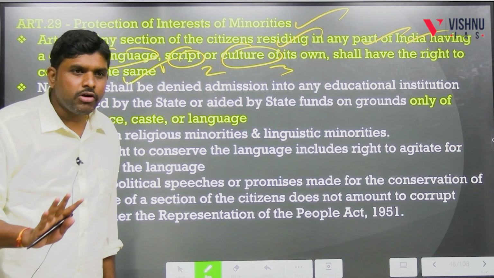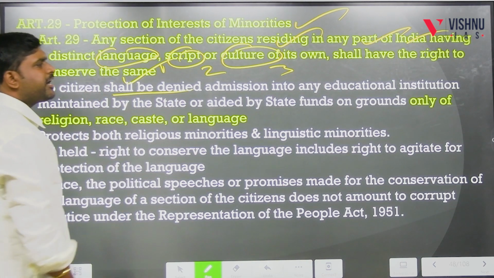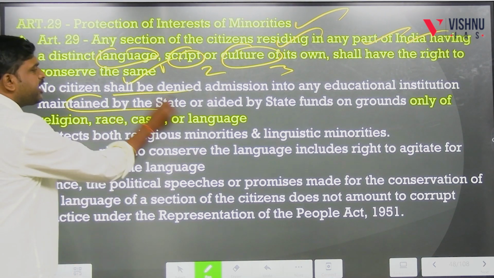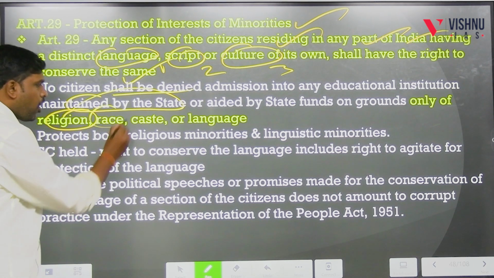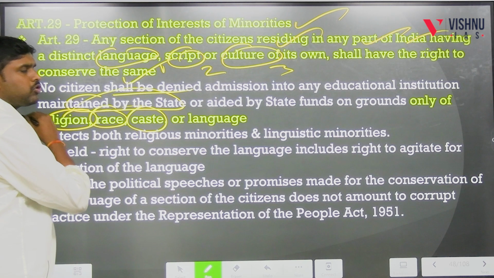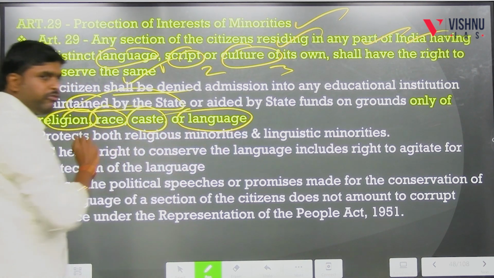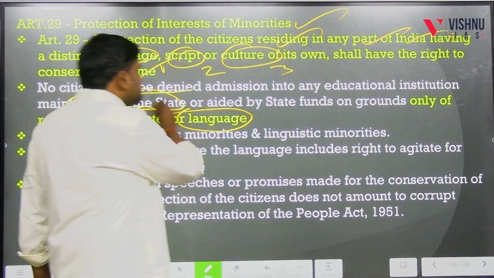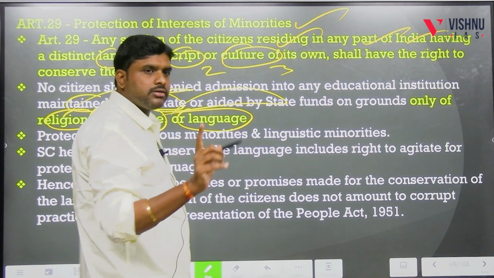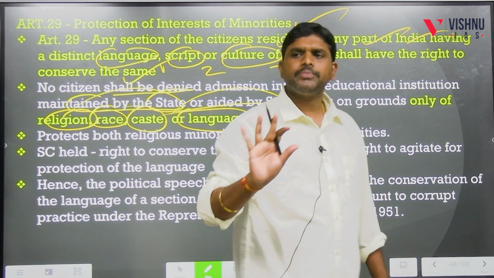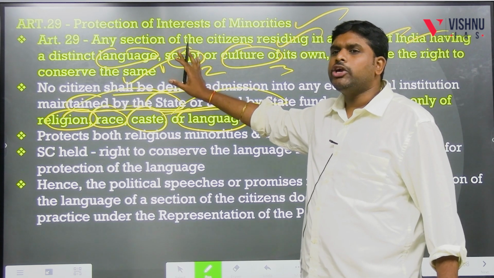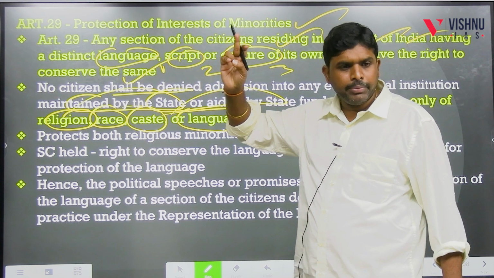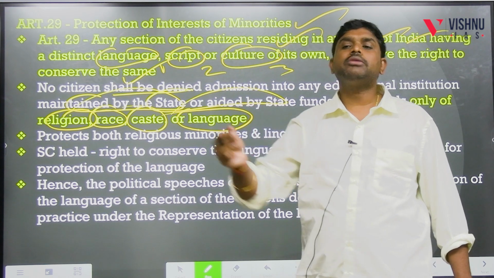No citizen shall be denied admission into any educational institution maintained by the state or aided by state funds on grounds only of religion, only of race, only of caste, only of language. When it is aided, funded by the state. Means every individual has the right to protect his language, script and culture. Culture means religion.